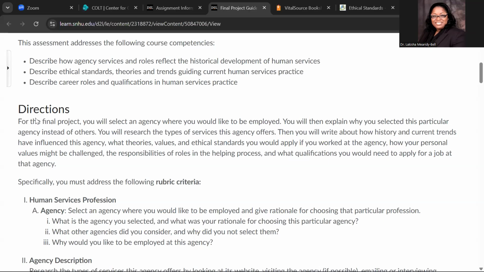The directions state for your final project, you will select an agency, which means that you've already selected an agency because pretty much all of your module assignments from module 1 to module 6 combine into module 7. So when you select an agency, this means that you have the name of the agency and the services that the agency provides.